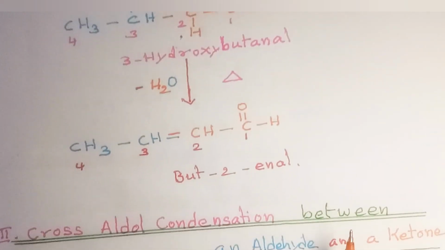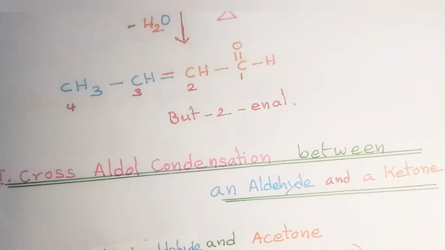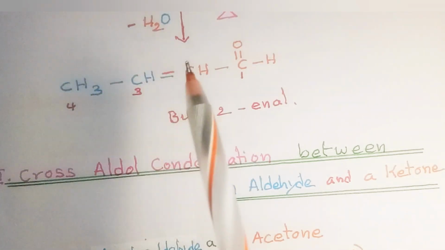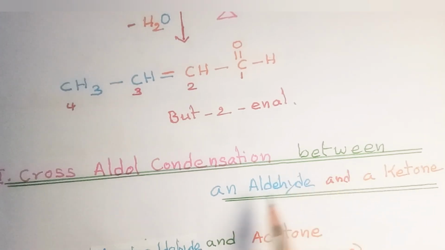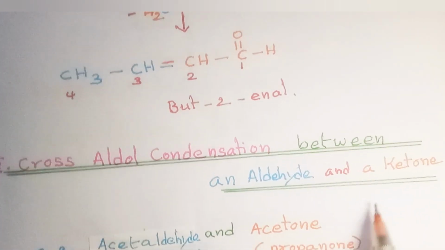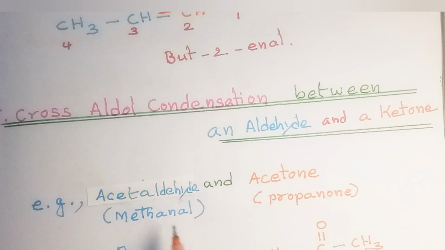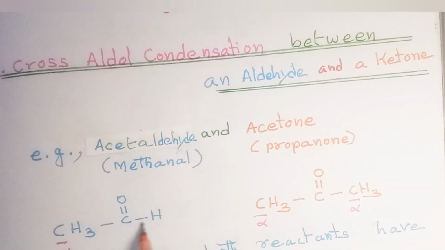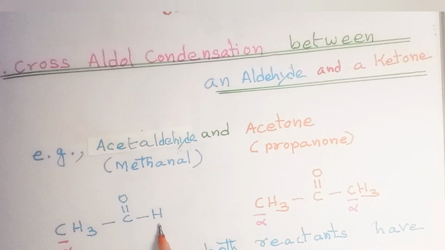Now let us see the cross-aldol condensation between an aldehyde and a ketone. Previously we have seen cross-aldol condensation reaction between two different aldehydes. Now an aldehyde and a ketone. Let's take acetaldehyde and acetone. Acetaldehyde is also called ethanal. You must be knowing it. Okay. This is ethanal, CH3 C double bond OH. Acetaldehyde or ethanal. CHO is the functional group.